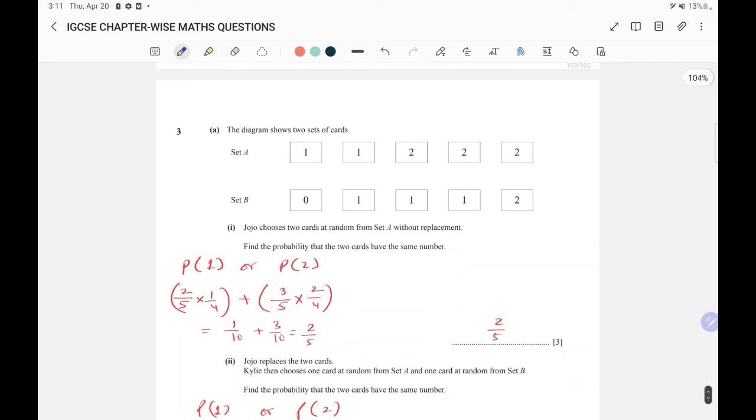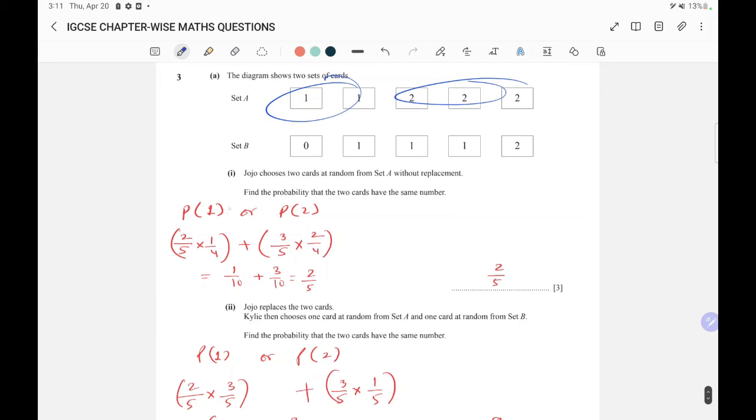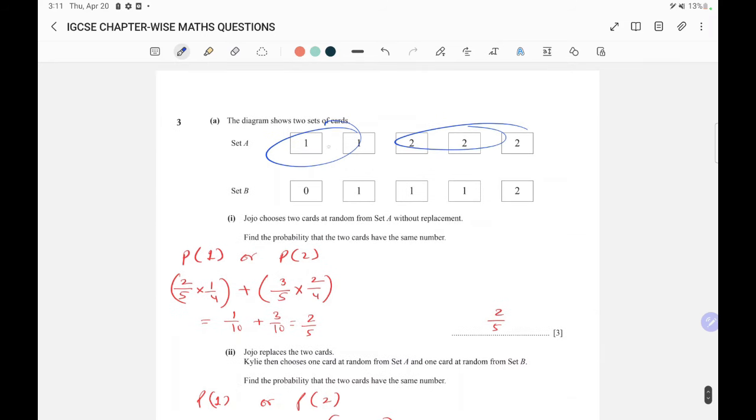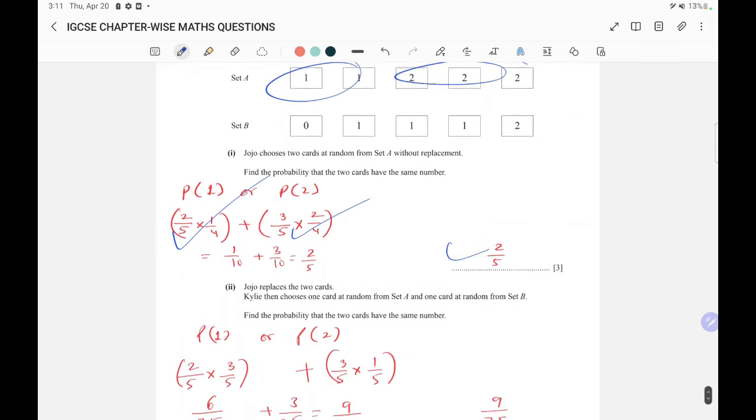Now third question, set A and set B is given. Jojo chooses 2 cards at random from set A with replacement. Find the probability that 2 cards have the same number, either 1 or either 2. So if it will come 1, then first number is 2/5, then second 1/4, or 3/5, then 2/4. Just add, you will get 2/5.